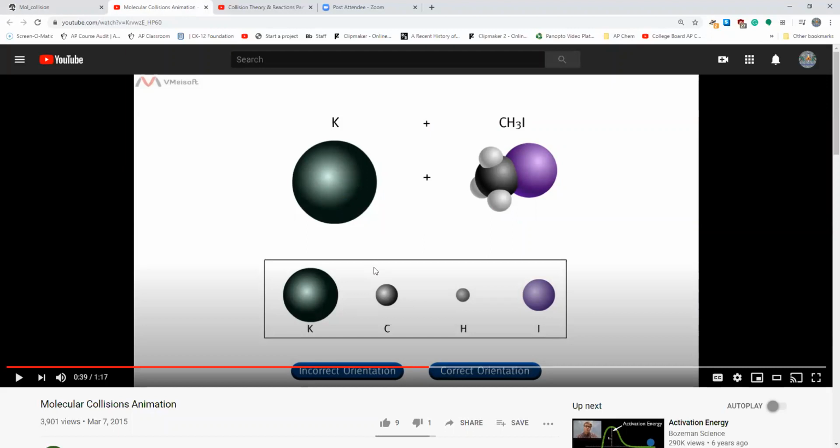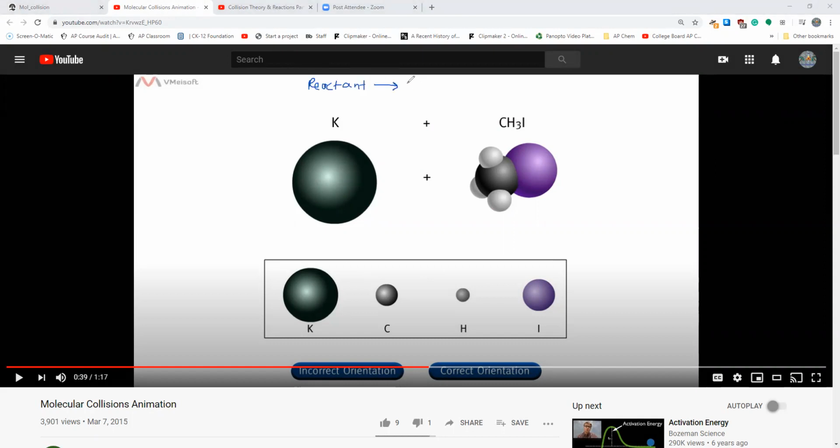Here, we are having a chemical reaction. What are the reactants? So if we look at the reactants, what do we say? Reactants have to collide, break old bonds to form new products. What are my reactants?